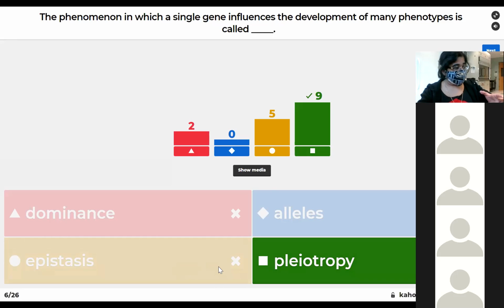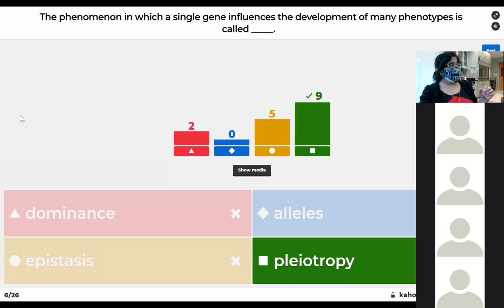No, wait, so epistasis, one gene can't control several genes? So this question is asking what is the term that refers to a single gene affecting different phenotypes, right? So that's pleiotropy. Epistasis is when one gene controls another gene itself, not the phenotype per se. Does that make sense? Alright, so just the genotype. Yep. But doesn't that affect the phenotype too?